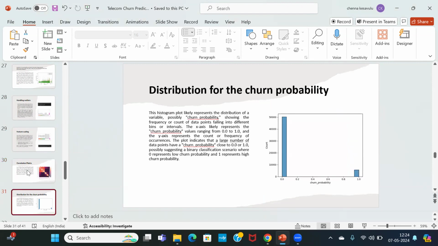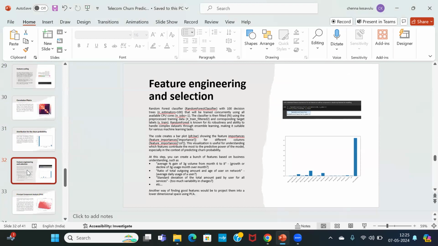Distribution of the churn probability. So this histogram likely represents the distribution of a variable, possibly churn probability. The x-axis likely represents the churn probability values ranging from 0.0 to 1.0, and the y-axis represents the count or frequency of occurrence. And the plot indicates a large number of data points in the churn probability. And let's go to the next slide.